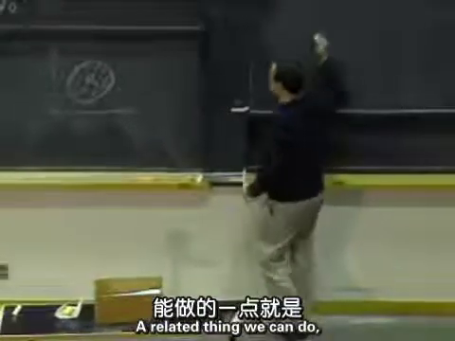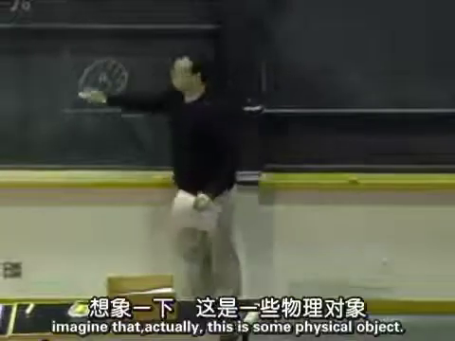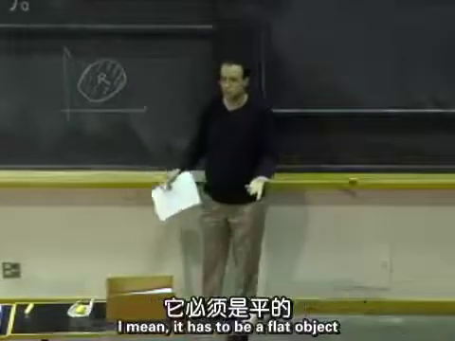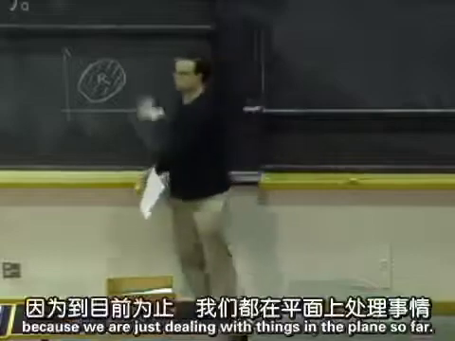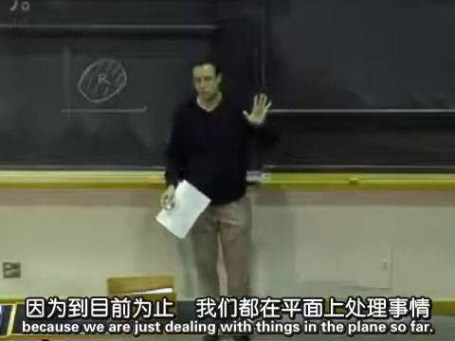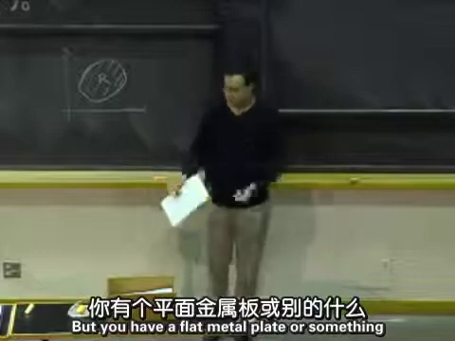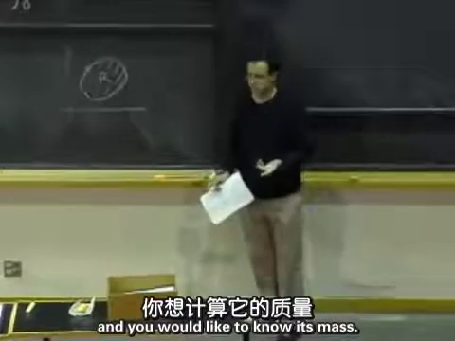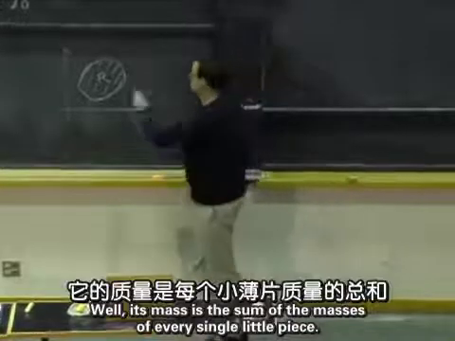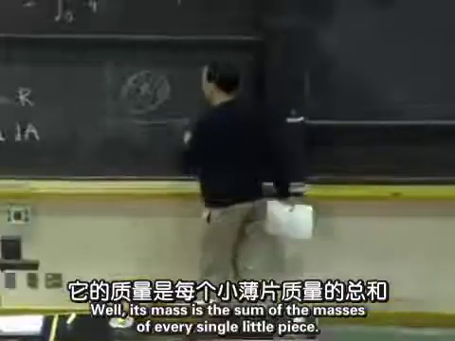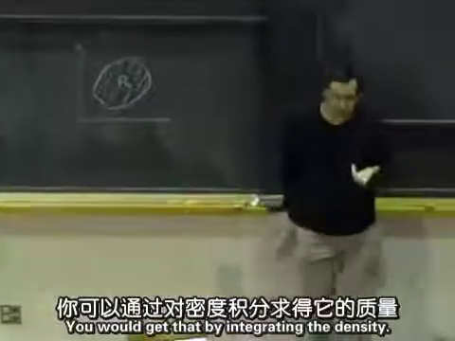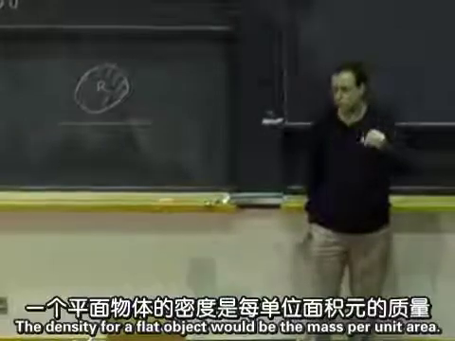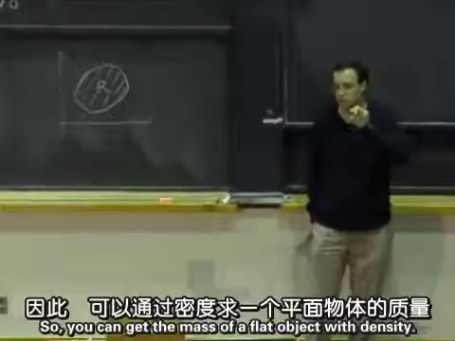Okay, a related thing we can do, so imagine that actually this is some physical object. I mean, it's got to be a flat object because we're just dealing with things in the plane so far. But you have a flat metal plate or something, and you would like to know its mass. Well, its mass is the sum of the masses of every single little piece. And so you would get that by integrating the density. The density for a flat object would be the mass per unit area.